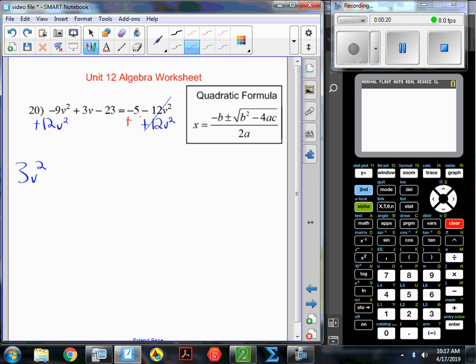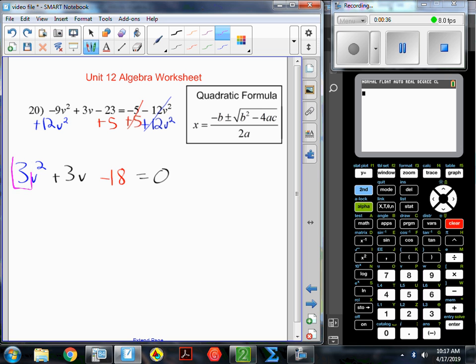I'm going to add 5 to the right to get that to cancel. So add 5 to the left. Negative 23 plus 5 is negative 18. And then I had a positive 3v that I didn't touch. And on the right hand side, this equals 0.